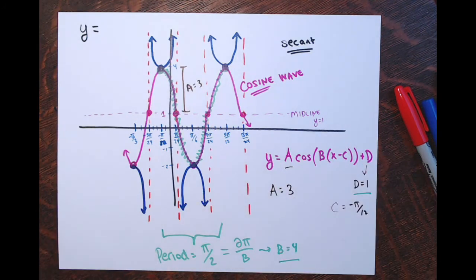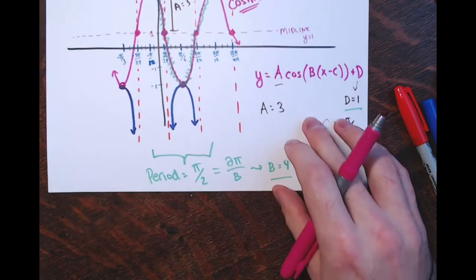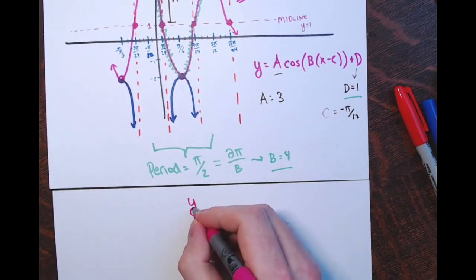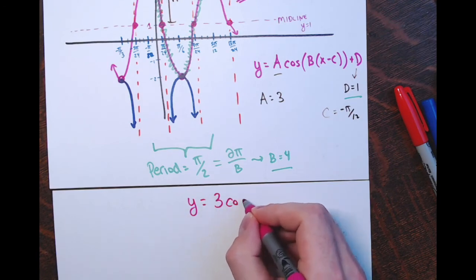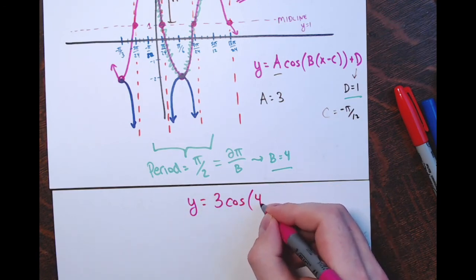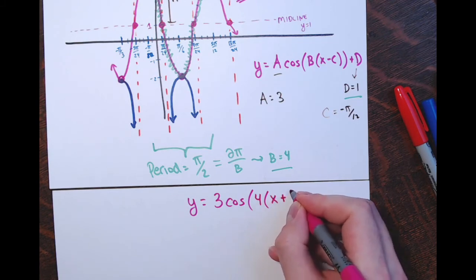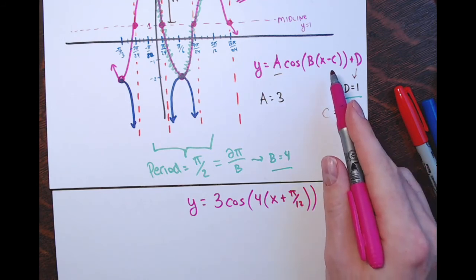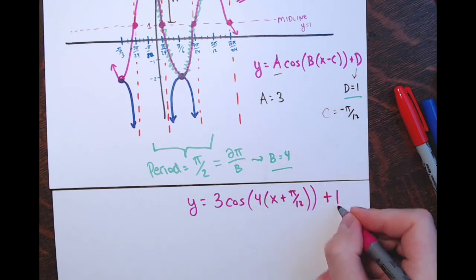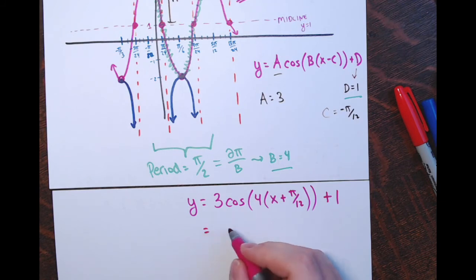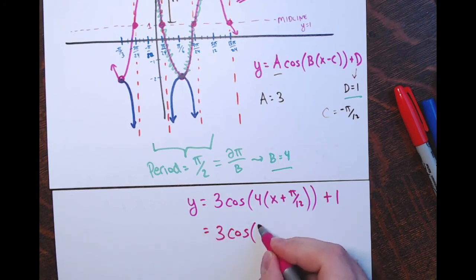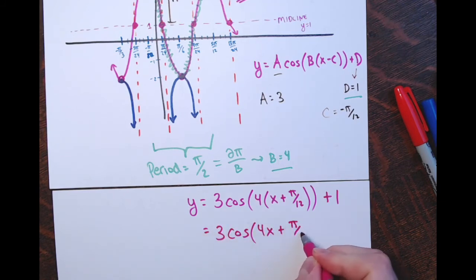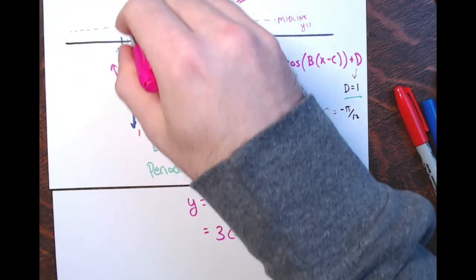Alright, so using all this, we have an equation for the cosine wave that I've drawn in between those U shapes. y equals 3 times the cosine of 4 times the quantity x plus pi over 12, right? Because c is negative pi over 12, minus negative would be plus pi over 12, and then plus 1. And I like to distribute the 4, so we have 3 times the cosine of 4x plus pi over 3, and then plus 1 after. That's the equation for the pink graph in between, right?